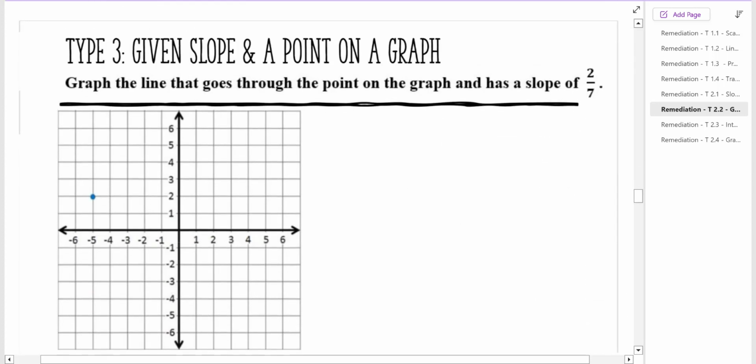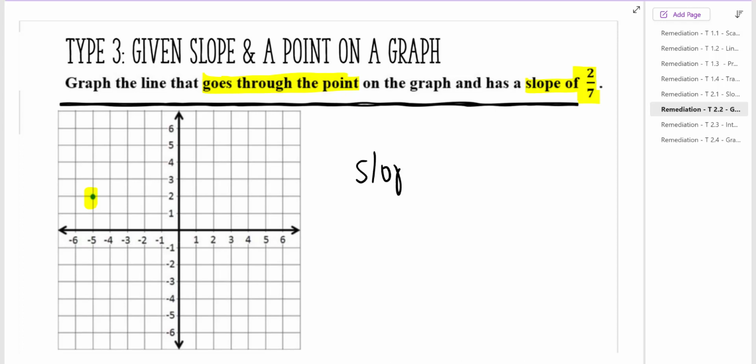Alright, type 3 is when you're given slope and a point on the graph. So you need to graph the line that goes through the point on the graph and has a slope of 2 over 7. So it has to go through the point. That means it's touching the point. So necesitas dibujar una línea que está tocando este punto aquí y tiene slope de 2 sobre 7. So it has to touch that point and it has to have slope of 2 over 7.